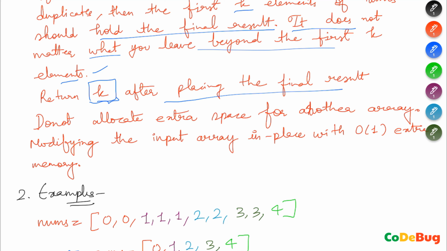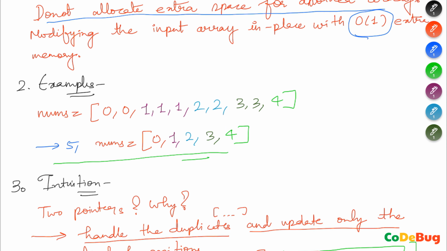And one more assumption is that we should not allocate any extra space for another array. So it's very clear in the question itself that we'll be using no auxiliary space and we have to do it in constant space, right?